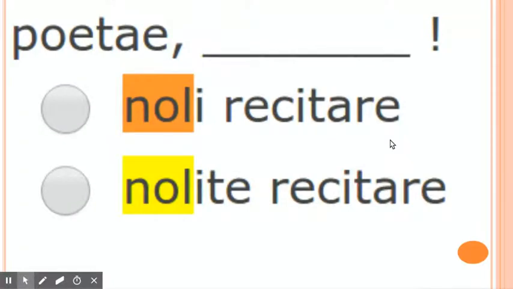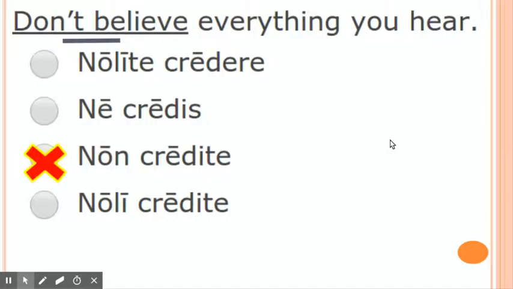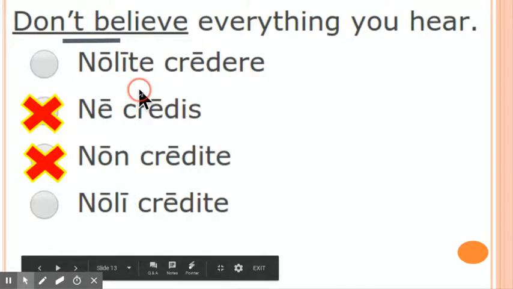Poetae, plural. Are we talking to singular or plural? We're talking to plural, therefore it's not that one, it's number two. Ready? Don't believe everything you hear. It's not non and not ne. So it's either noli or nolite, so both are possible. But you look at what you have. It's got to be the noli, nolite plus the infinitive, not the imperative. So therefore, it's number 1.